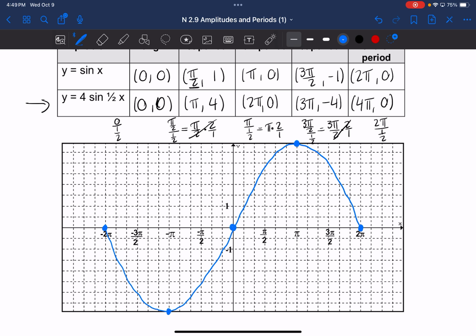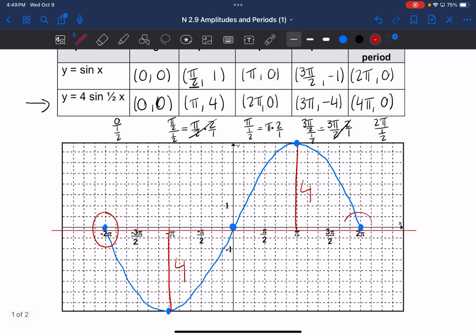So it does appear from our x-axis that my graph went up 4 units and down 4 units, which does give me an amplitude of 4. And it does appear that since it took from negative 2 pi to 2 pi, my period was a length of 4 pi, which is exactly what we said.